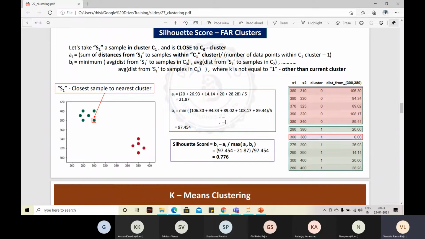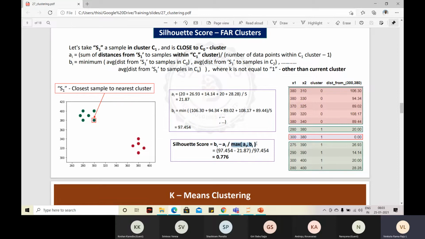Now I am calculating the silhouette score. The closest cluster distance minus the within-cluster distance, divided by the maximum of these two. If this comes negative, what does that mean? The closest cluster is overlapping. If it comes positive, the closest cluster is farther. That means this Bi is going to be bigger than Ai, which means it's going to be positive.